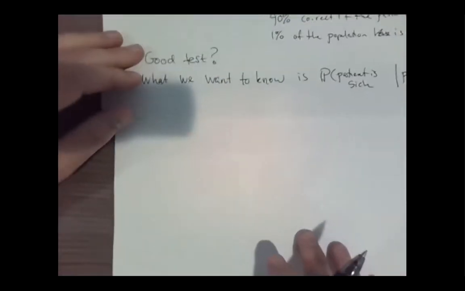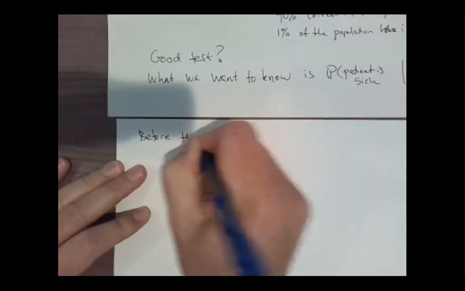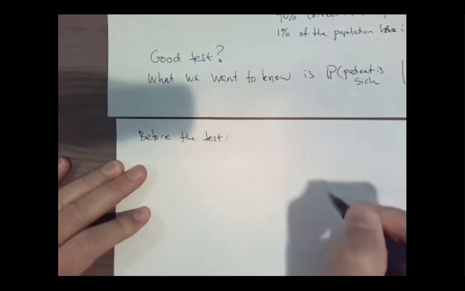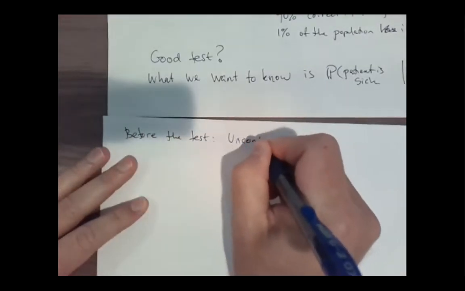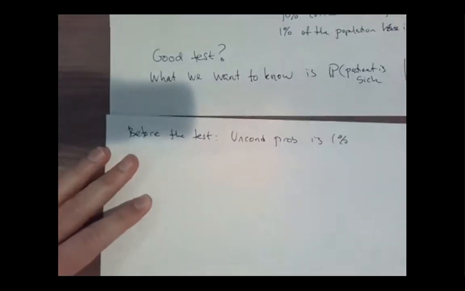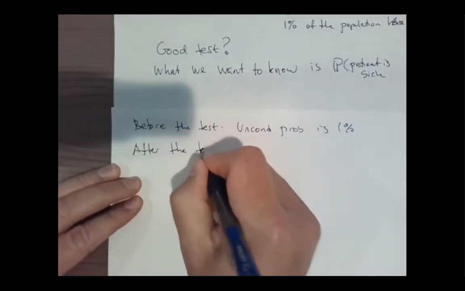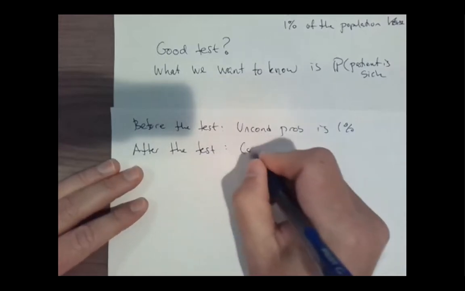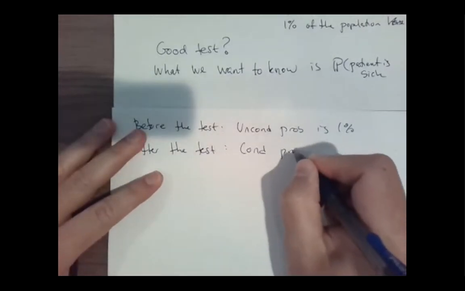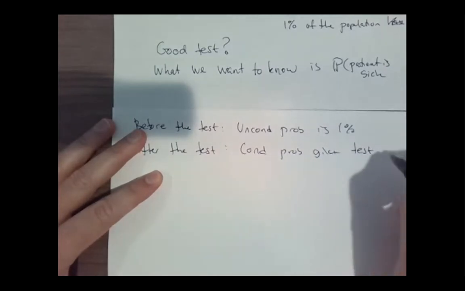Again, the connection to our class is this flow of information. Before the test, you only have the unconditional probability, which is 1%. Then you take the test. After the test, now you have a conditional probability, given that the test is positive. This is what we don't know.